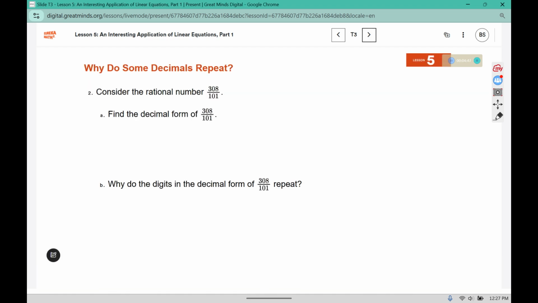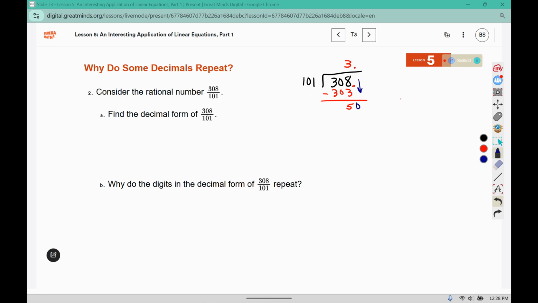Consider this rational number, 308 over 101. Find the decimal form. All right, so 101 can fit into 308 3 times. That would give us 303. 308 minus 303 is 5. Bring down a 0. 101 did not fit into 50. So we're going to put a 0 here. 101 will fit into 500 4 times.